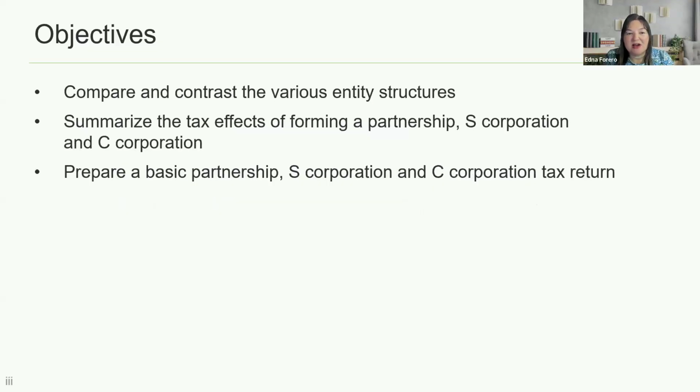We're also going to compare and contrast the various entity structures at the end of our day and talk about some of the tax effects of forming a partnership, an S corporation, and a C corporation. And then as you continue through today and the next 2 sessions next week, we're also going to learn how to prepare a basic partnership, S corp, and C corp tax return. So 4 areas that we're covering. Like I said, we've got a lot of information to do today, but through that, we're also going to take some breaks as we go through each section. So bookkeeping is first on the agenda.